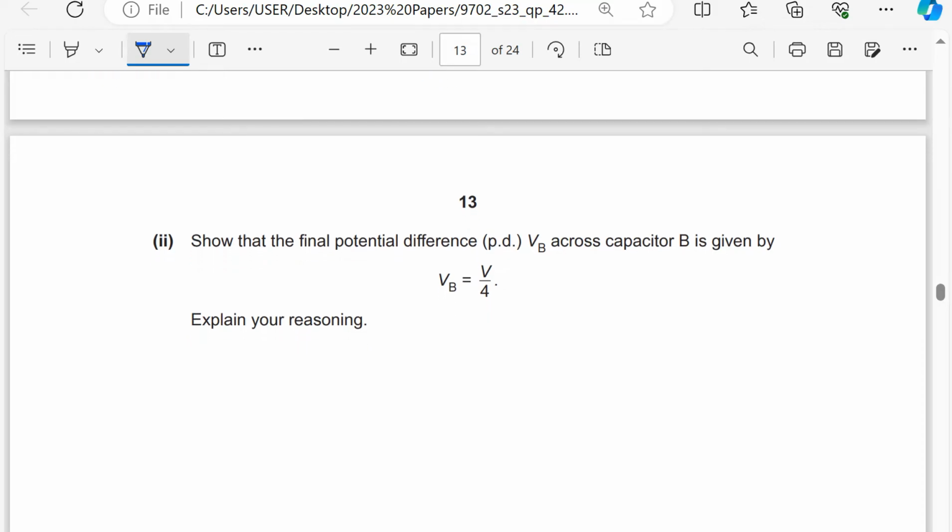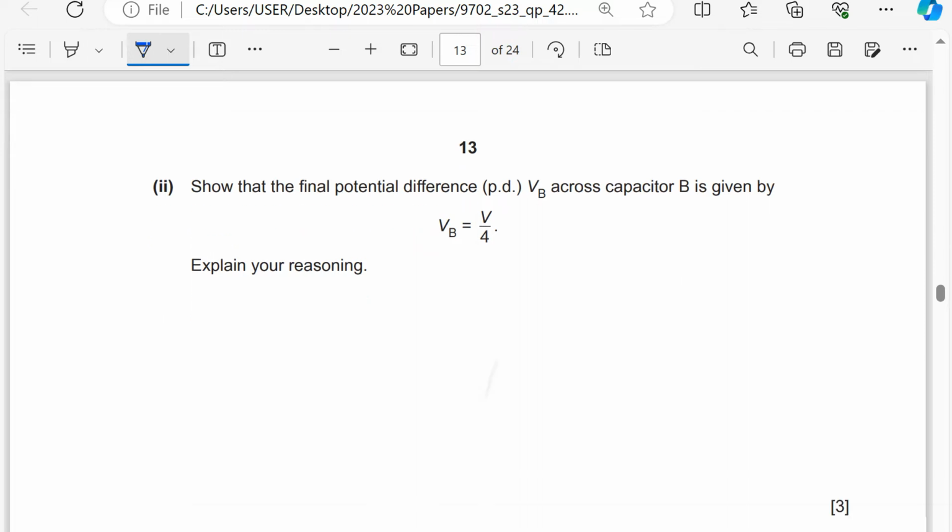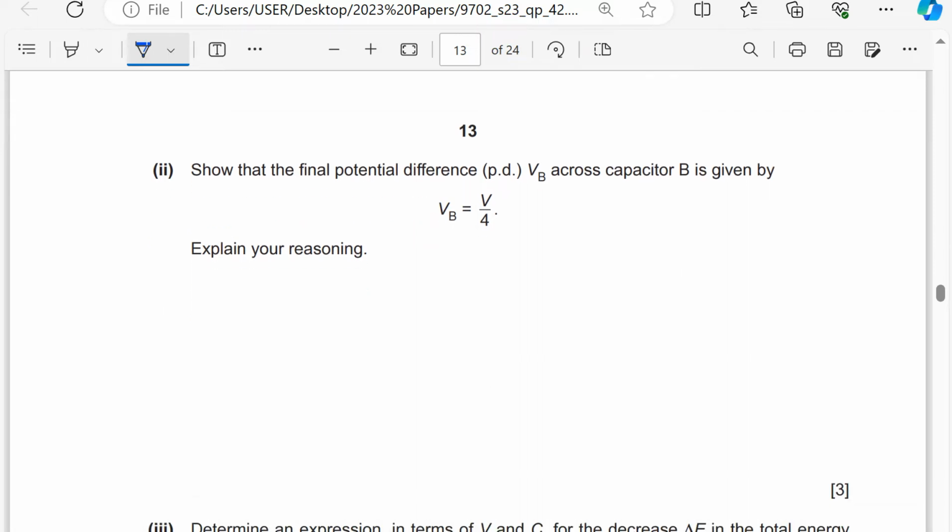Show that the final potential difference VB across capacitor B is given by that expression. Okay, I think there are two ways of doing this. Let me start with the easiest. So we have now two capacitors which are in parallel with each other. One has capacitance C, another one has 3C. This is A, this is B. They're in parallel. That means the PD across capacitor A is the same as the PD across capacitor B.